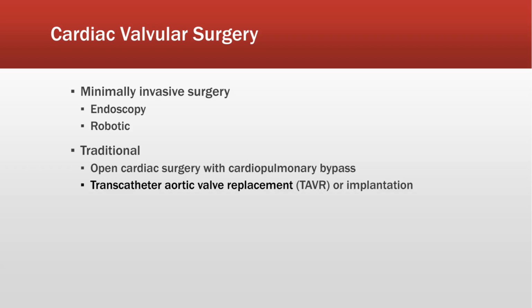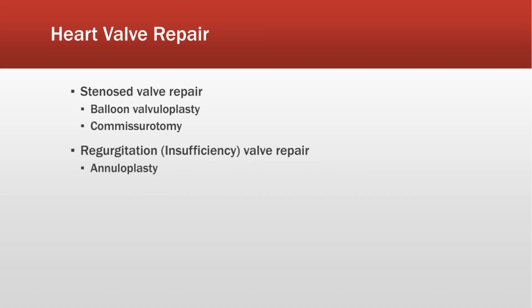Treatment often requires surgery. Options include minimally invasive surgery using endoscopy or robotics, traditional open-heart surgery with cardiopulmonary bypass, transcatheter aortic valve replacement (TAVR) for high-risk patients who can't tolerate open surgery. The goal is either to repair the existing valve or to replace it with a prosthetic valve. Repairs are often possible and preferred because they preserve the patient's natural valve.